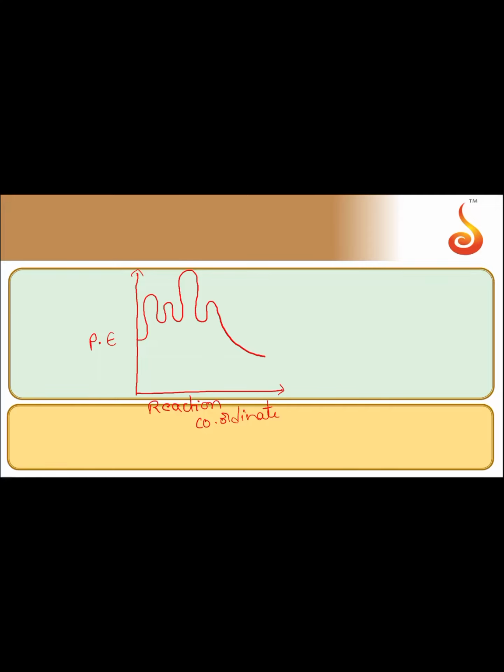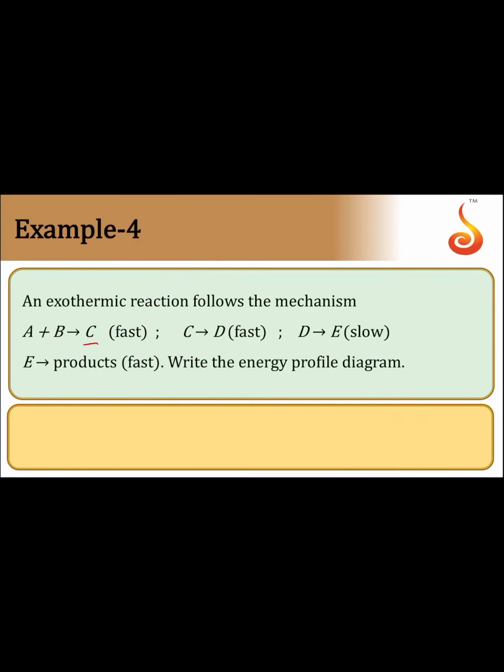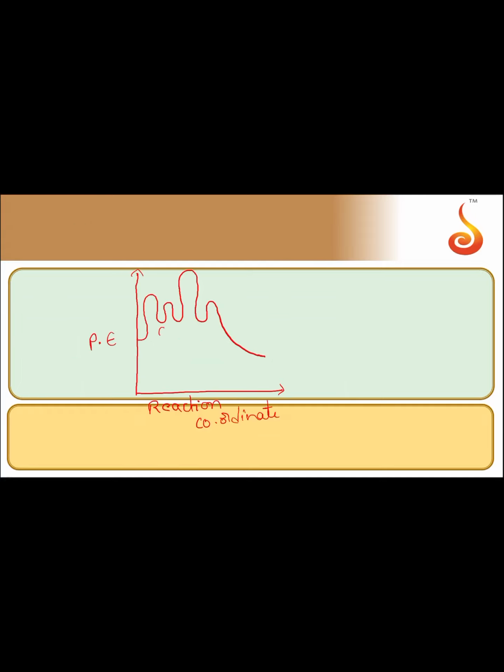First thing is here we can see the mechanism. There are three intermediates. C, D, E are the intermediates. So this reaction is with three intermediates. And energy of the reactants is less than energy of the products. So that's why it is an exothermic reaction.